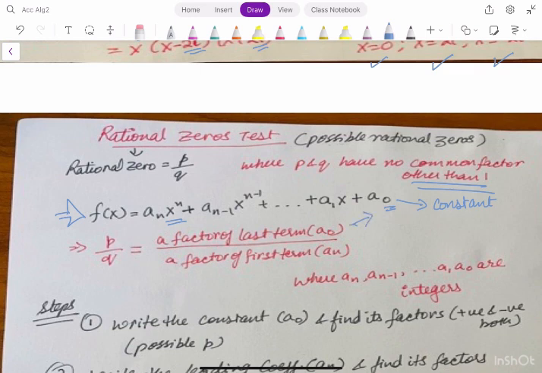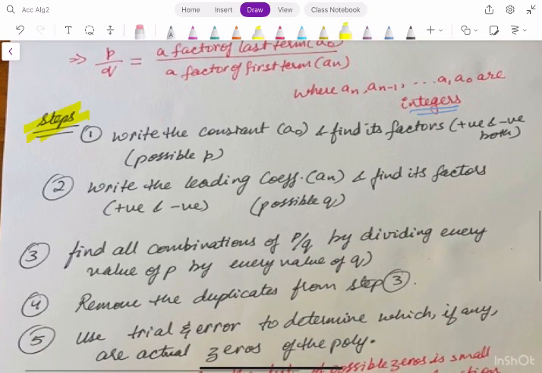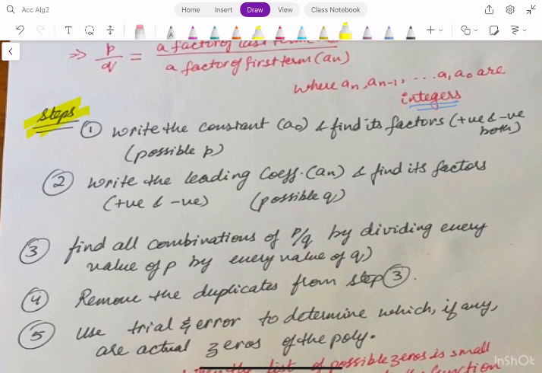So when we are talking about the p term, it is nothing but the factors of the constant. That means the last term without the x term. And q is nothing but the factors of the first term. First term means the highest power. So the factor of the highest power coefficient is q, and the factor of the constant is p. If you follow these particular steps, then things will get a little bit easier. But remember, all the coefficients are integers.